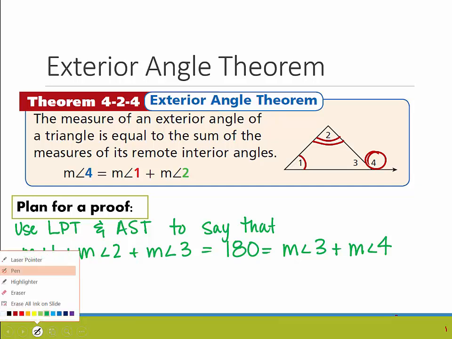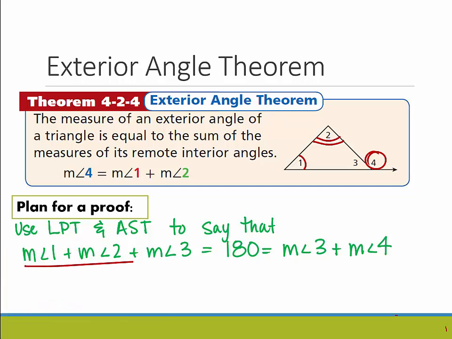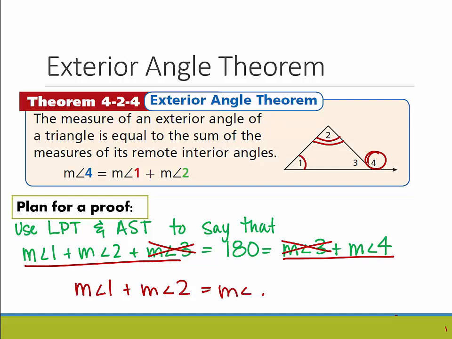And then if you look, because we set this equal to this by substitution, both of these have the measure of angle 3 in them. So we can use the subtraction property of equality to cross those off, and we get the exterior angle theorem: if you add 1 and 2 together, you get 4.